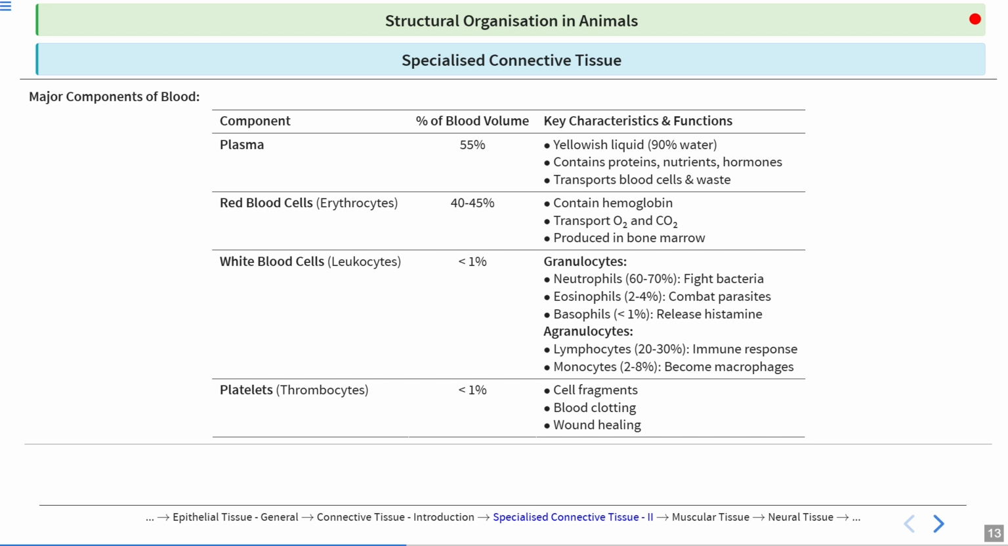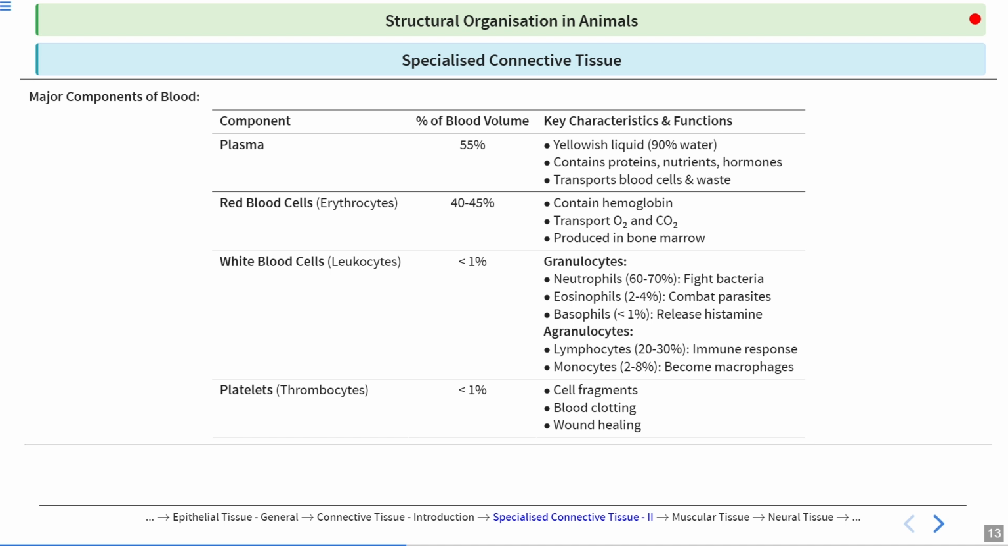Next very important component of the blood is red blood cells. We call it erythrocytes. Okay, it is 40 to 45%. They contain hemoglobin, right? They transport O2 and CO2. And they are produced where? They are produced in the bone marrow. Our long bones are having the bone marrow, and inside the bone marrow, these RBC cells are made.